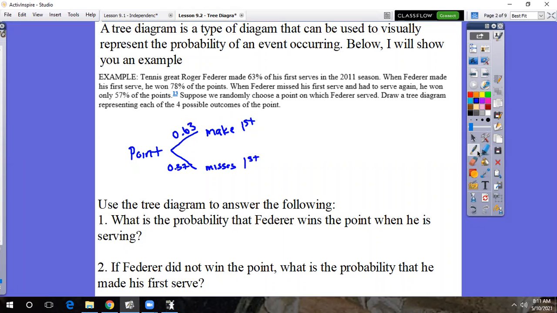So this is our first branch of the tree diagram. This is showing when he serves, 63% of the time he'll make his first serve, 37% of the time he will miss it. All right.